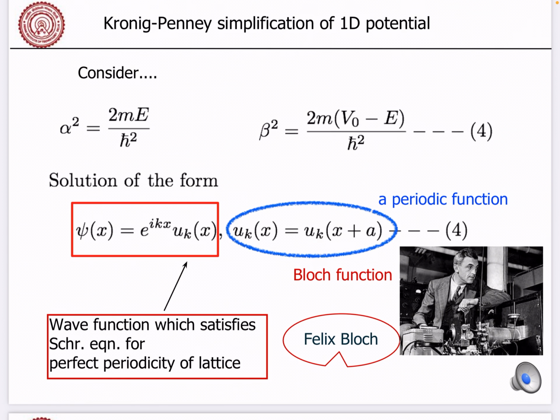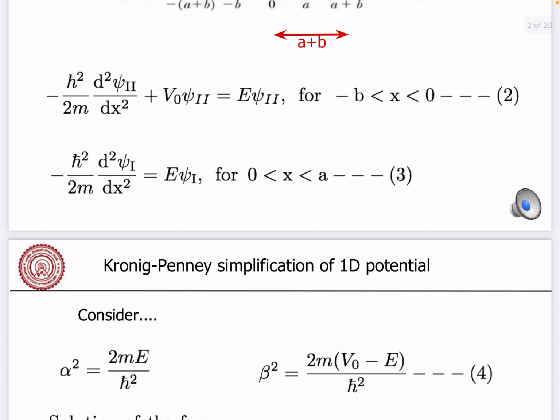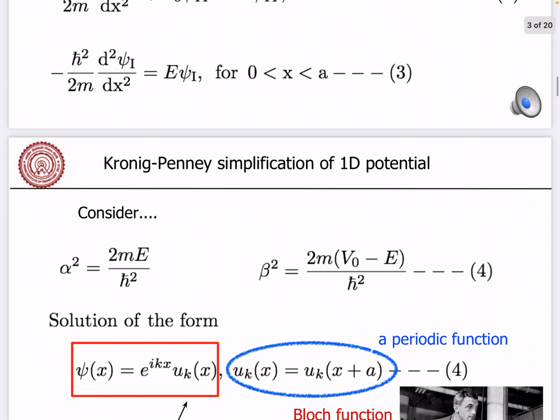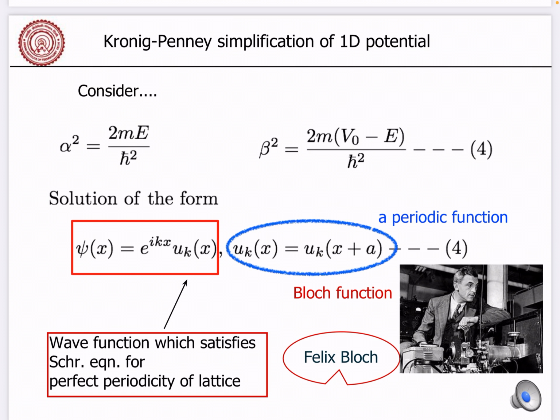Now to simplify this, you consider alpha square equal to 2mE by h square, for the first equation for psi 1. And for the second equation you consider beta square equal to 2m by h square times V naught minus E, that is beta square. These two parameters, alpha square and beta square, once you put them in equations number 2 and 3, you will get the equations which we will solve.